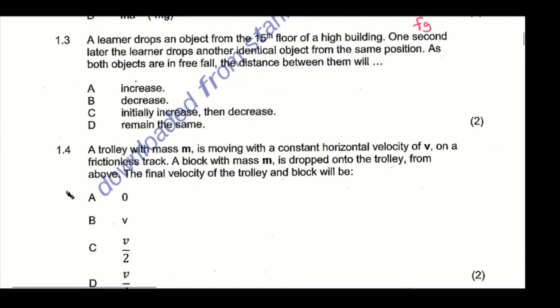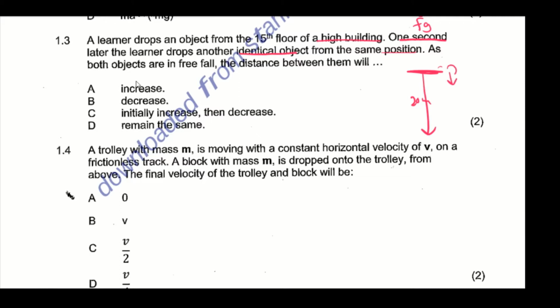Then 1.3 says that a learner drops an object from the 15th floor of a high building. 1 second later, the learner drops another identical object from the same position. As both objects are in free fall, the distance between them is, so this is the floor of the building, right? Let's say it's 20 meters and you're dropping it, you're not throwing it, you're just dropping it.